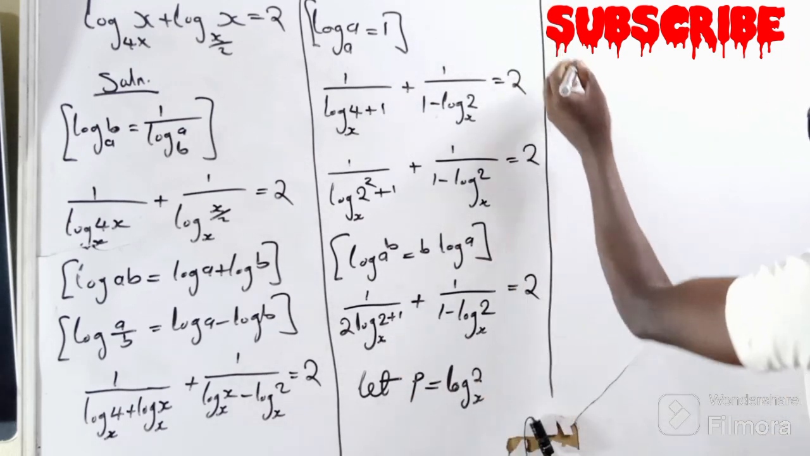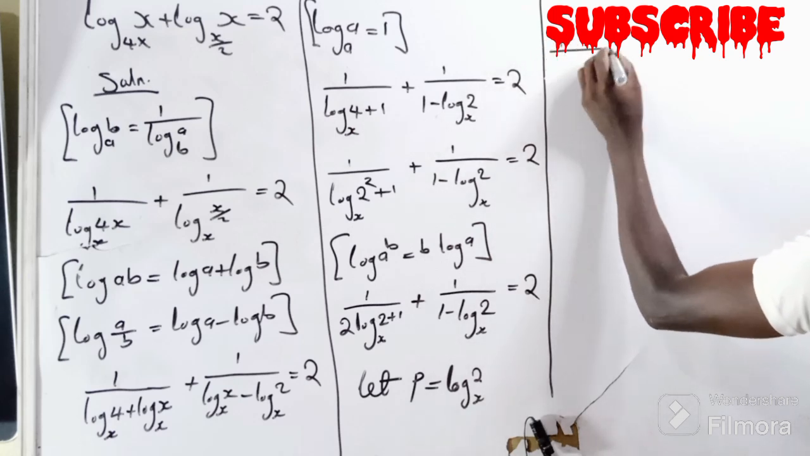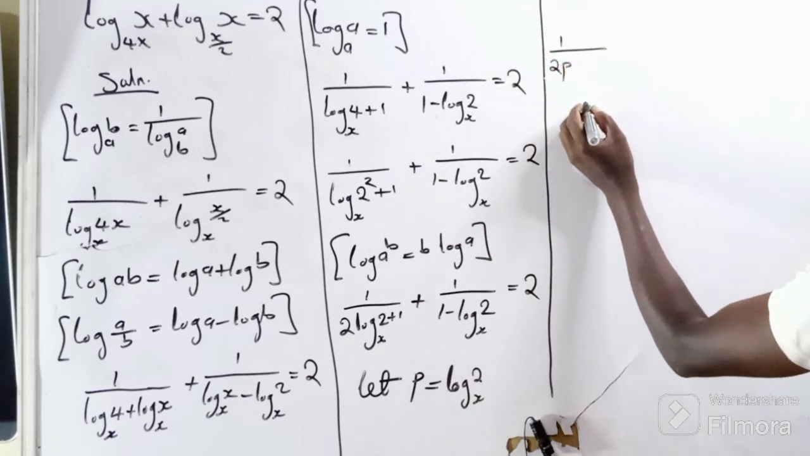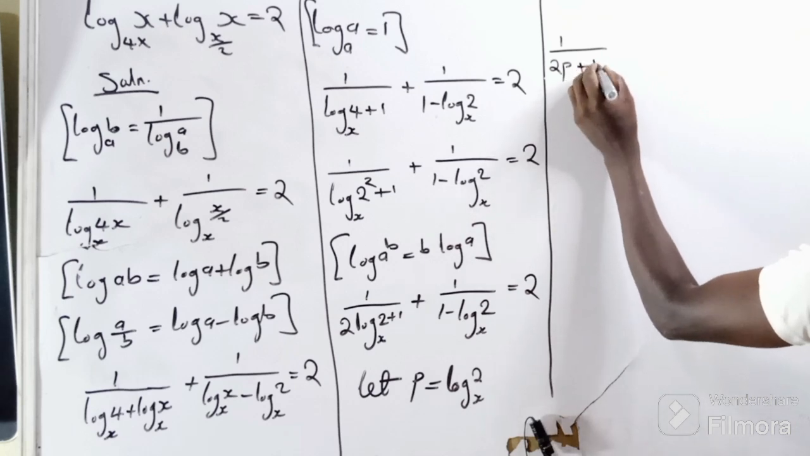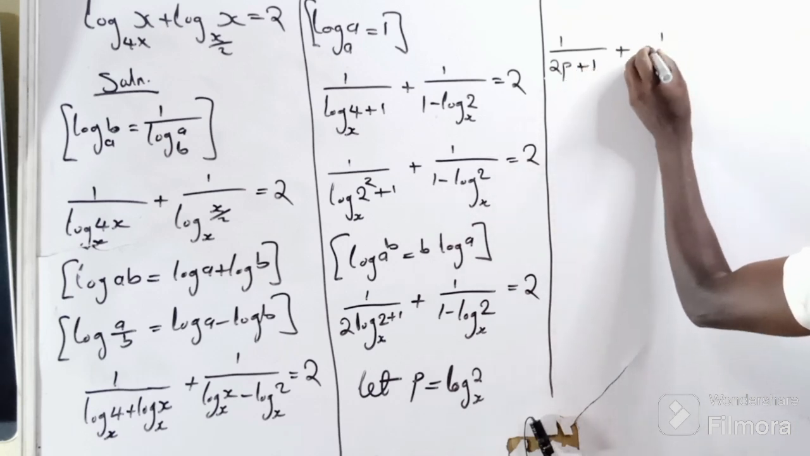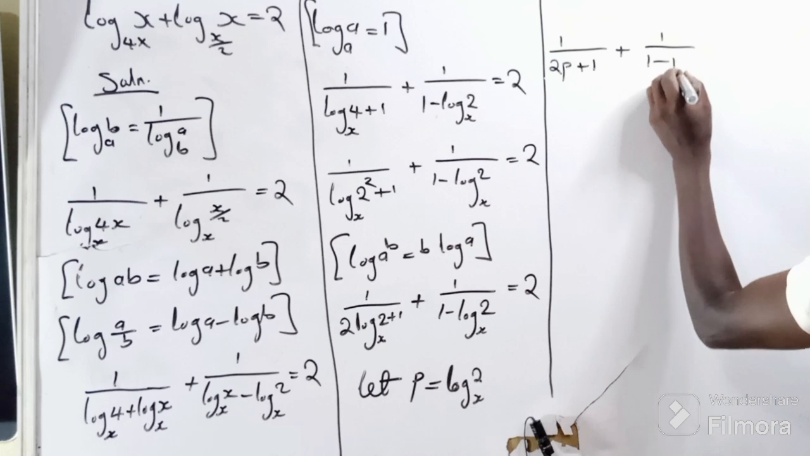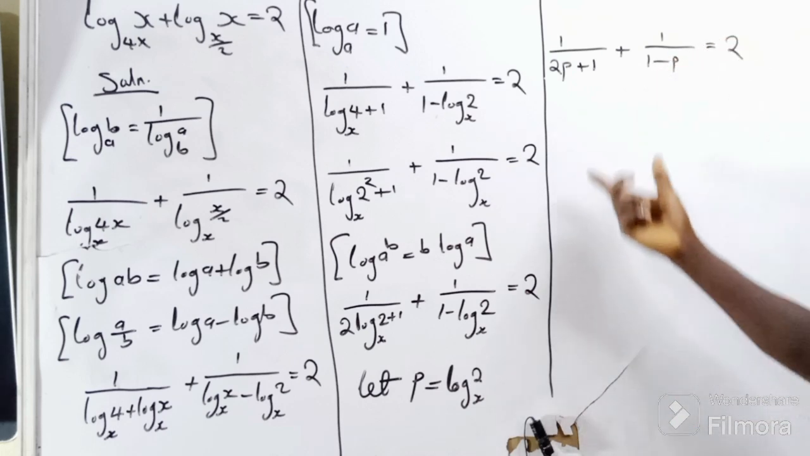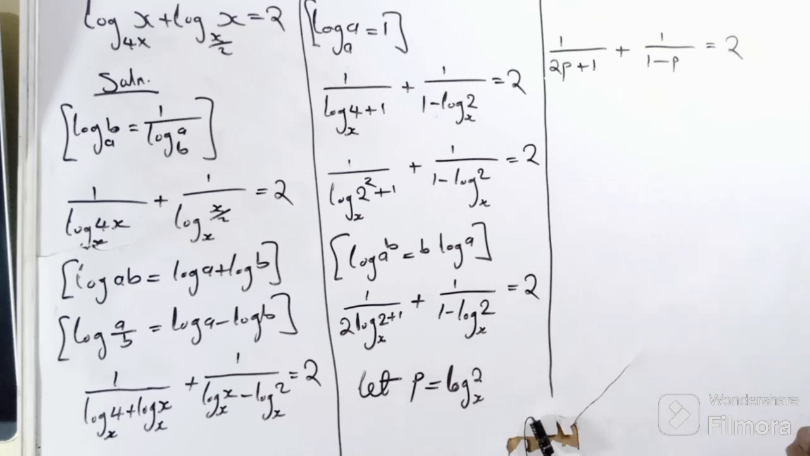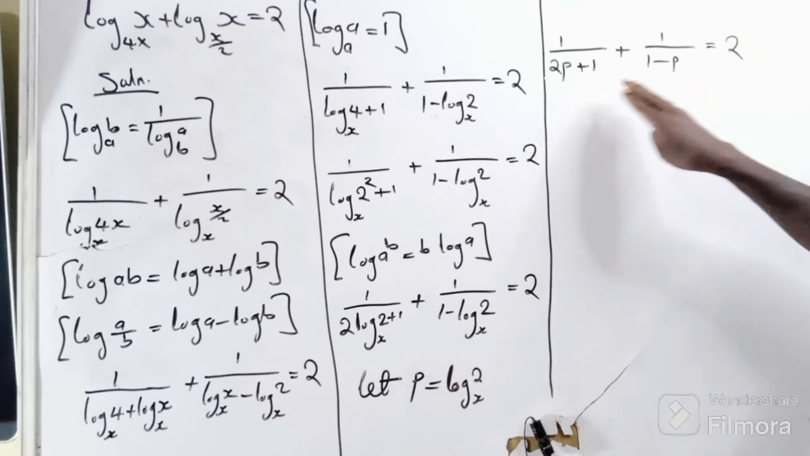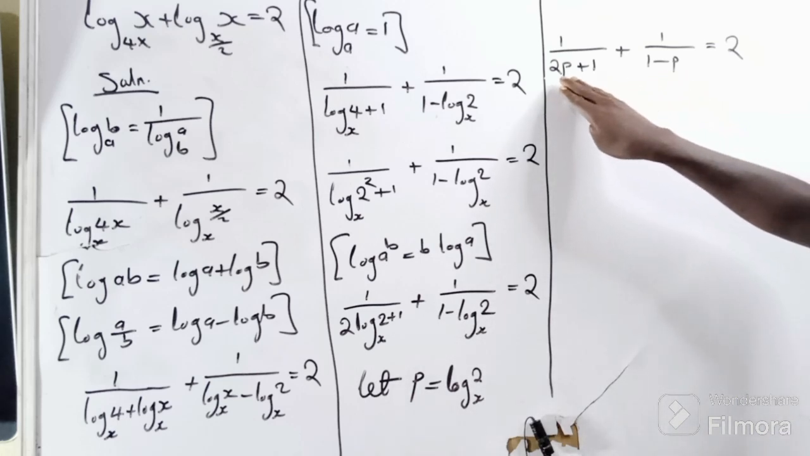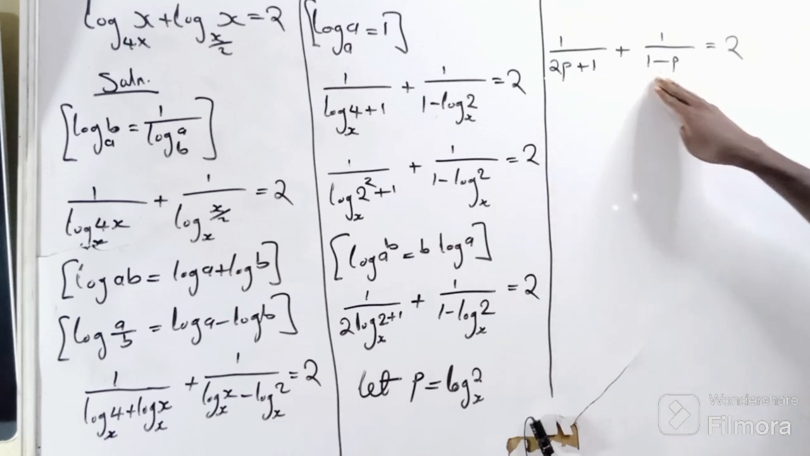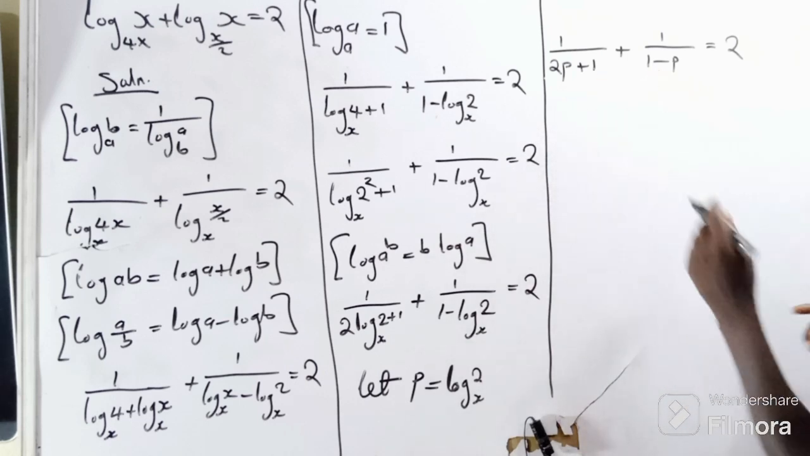So here I'm going to have 1 divided by 2p plus 1, plus 1 divided by 1 minus p, is equal to 2. We can see how simpler we are getting. So here the LCM is the term 2p plus 1 and 1 minus p. So that is for the left hand side.